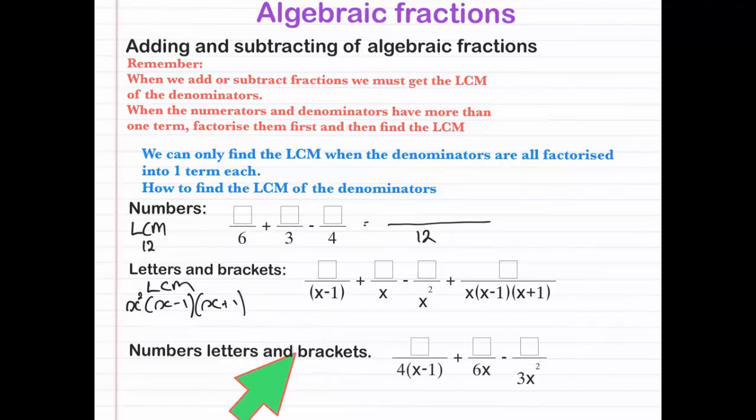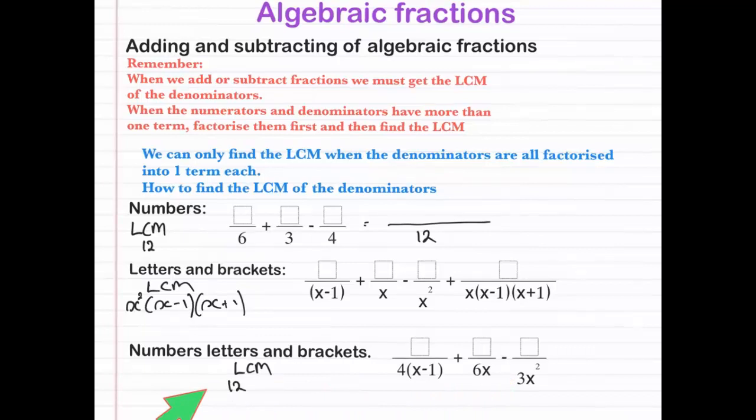Okay, great. So how about a combination of numbers, letters, and brackets? In this case we want to find the LCM of the denominators. They are already one term, one term, one term, so I'm allowed to get the LCM. And here we start with the numbers. There's a 4, 6, and a 3, so it will be a 12.